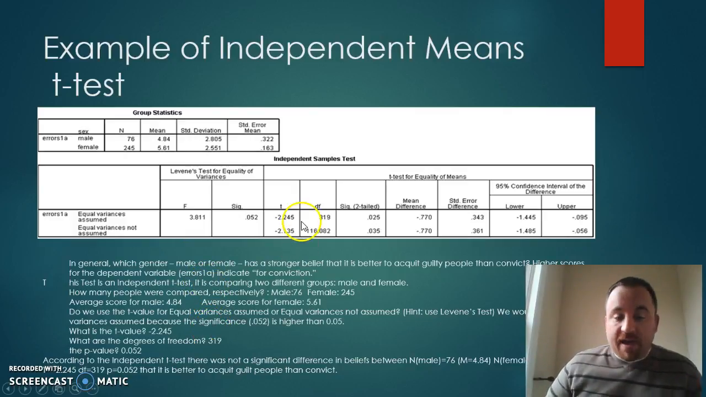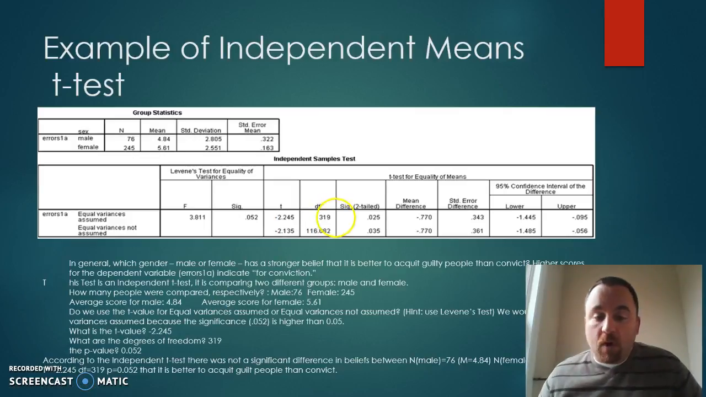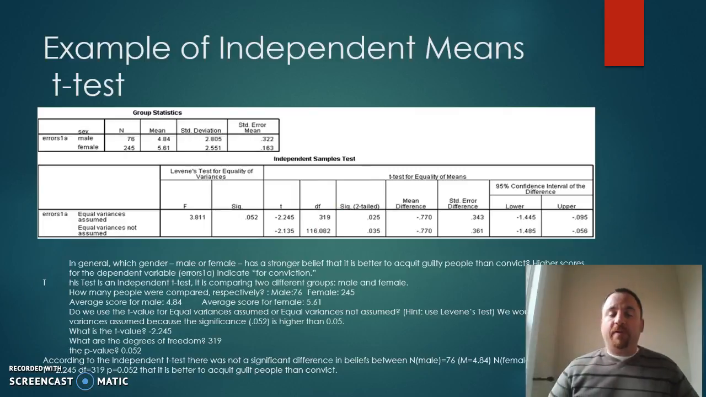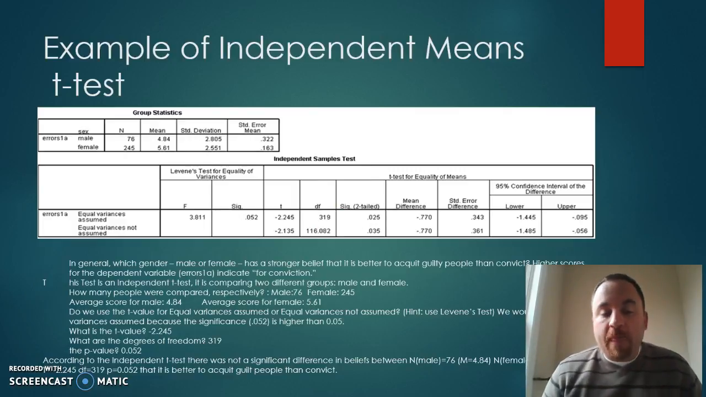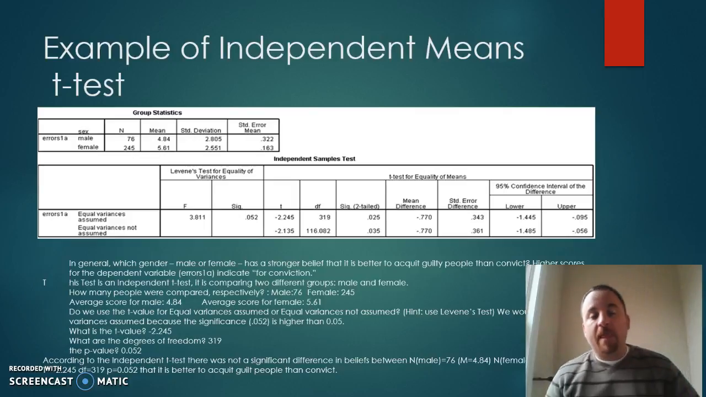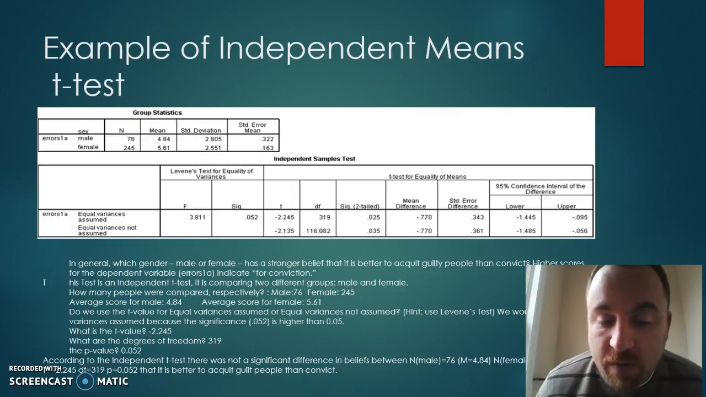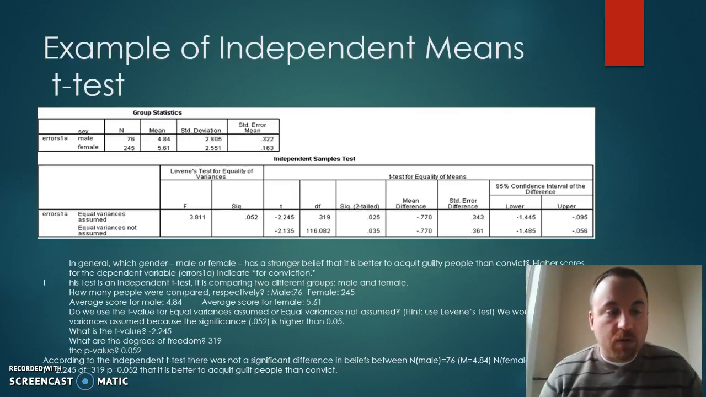The t-value then, based on that, is our negative 2.245. The degrees of freedom are 319. And if you are wondering what degrees of freedom are, if you don't remember from week 4, degrees of freedom are the amount of people in your population. So there's two groups, a male group and a female group, both accounting for 1. So 76 plus 245 gives you 321. And then for your degrees of freedom, you subtract both of those, male and female, from the population. So 321 minus 2 will give you 319. That's your degrees of freedom. They're the number of people in your population or your sample.